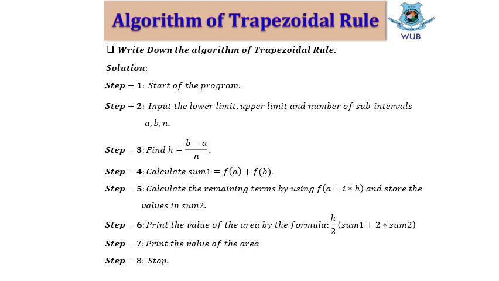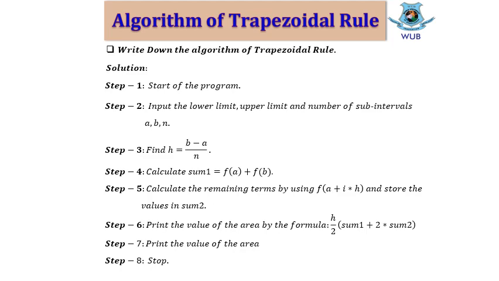In the trapezoidal rule, you have to start the program by using header files and a main function, and including this, you have to initialize the variables which you want to use. Then input the lower limit, the upper limit and the number of sub-intervals, which here are denoted by A, B, and N sequentially. Then find the difference between A and B, and divide it by N, by which we can find the intervals.